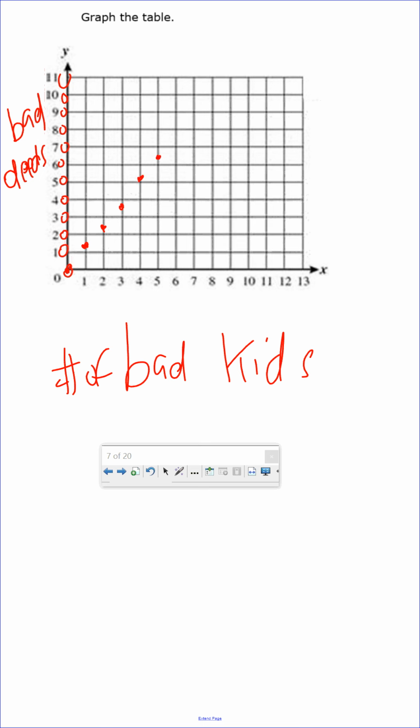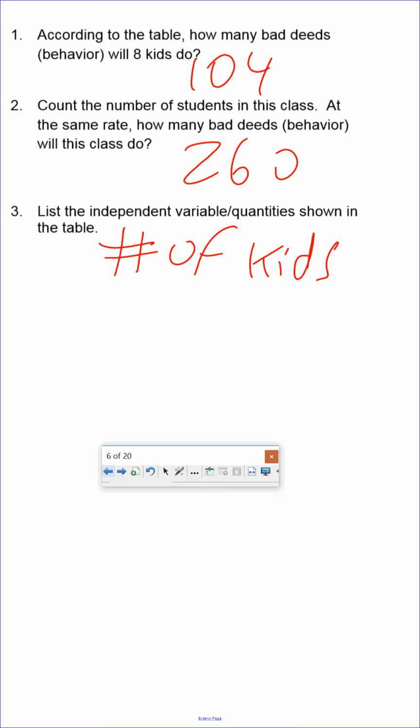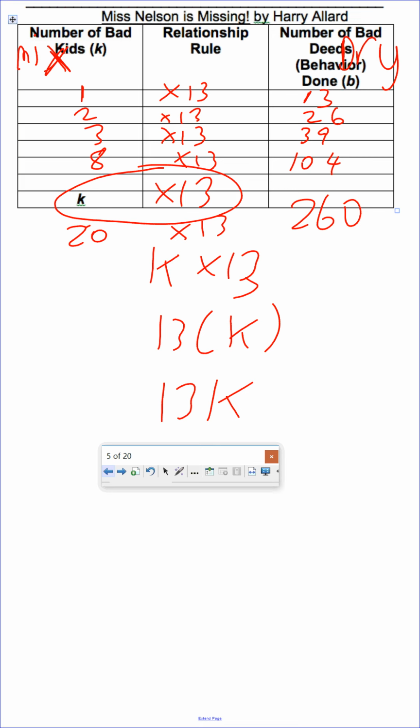5 would do 65. Do we connect the dots or not? I'm going to say no, because you cannot have a fraction of a bad deed. You know, the teacher gets really mad and they want to split them, but no, you cannot. So which variable represents the dependent? Looking at it, which one would be the dependent? The dependent would be the number of bad deeds.